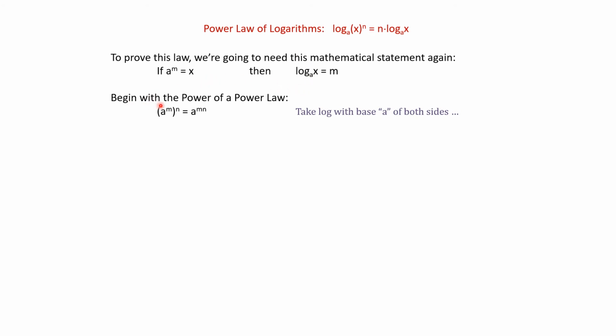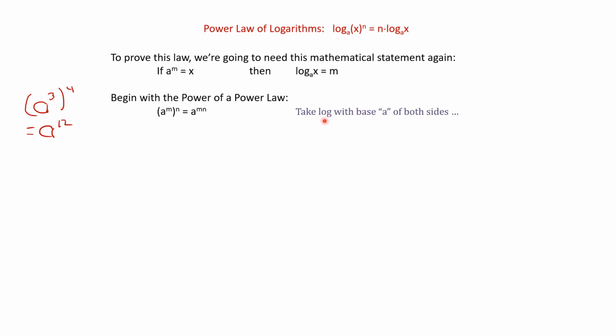So to begin with the power of a power law, remember the power of a power law? That's when you multiply, and I'll just show you a little sample of that. If we had a to the power of 3 to the power of 4, that's going to be a to the power of 12. So these two, m and n, get multiplied together to be m times n.